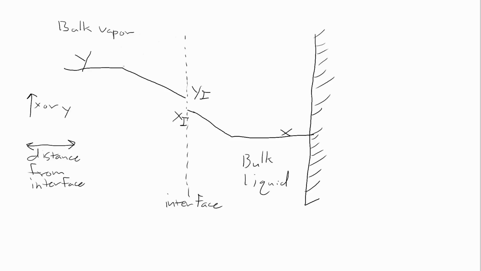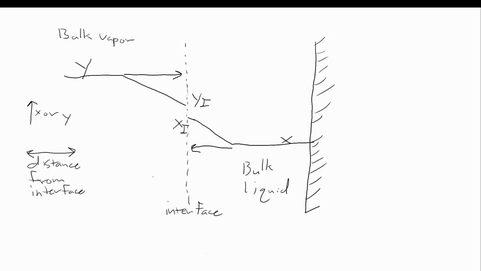So we need to develop a mass transport theory that explains this concentration gradient between the bulk vapor to the interfacial vapor and the bulk liquid to the interfacial liquid, to relate these points on the operating line, Y and X, and the points in equilibrium at the interface, Yi and Xi.